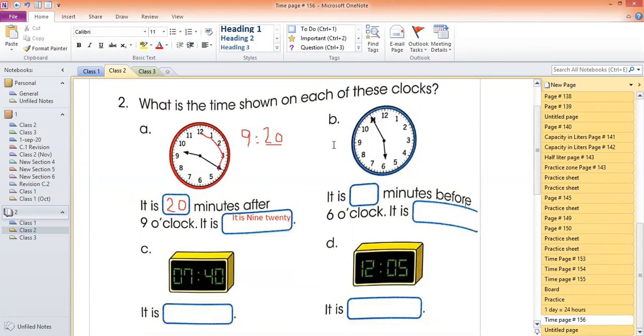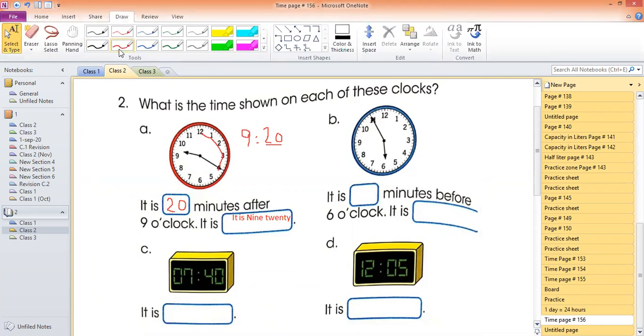Now coming to question number 2B. Look at this question, guys. It is dash minutes before 6 o'clock. So what you have to check here is how many minutes are left for 6 o'clock. What time is it? Check the time right now. You will check the hour. It is between 5 and 6. So right now the hour is 5. And how many minutes? Up to 11, there are a total of 55 minutes. So you can say it is 5:55.